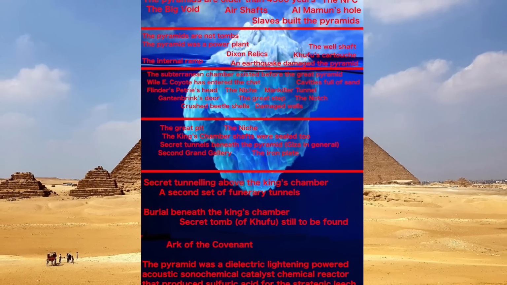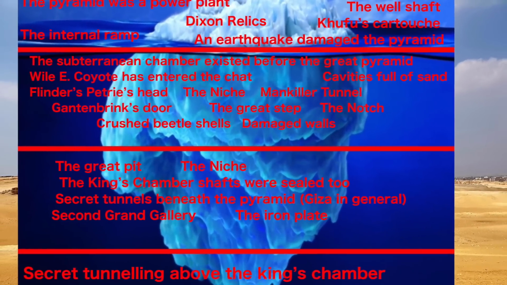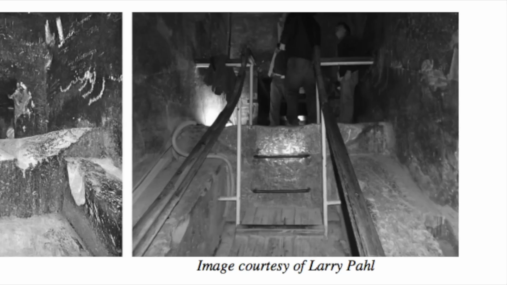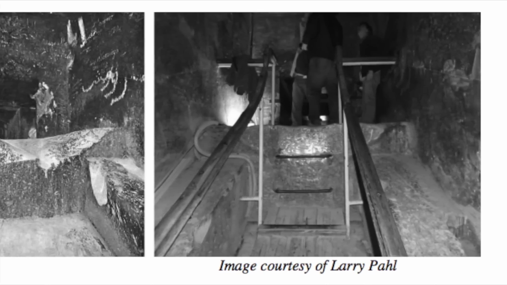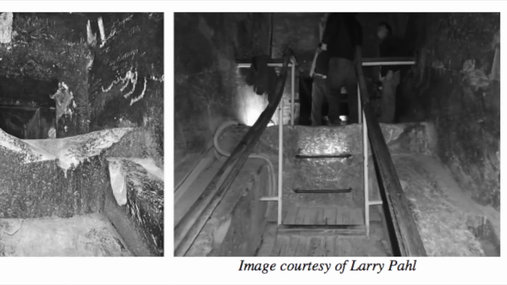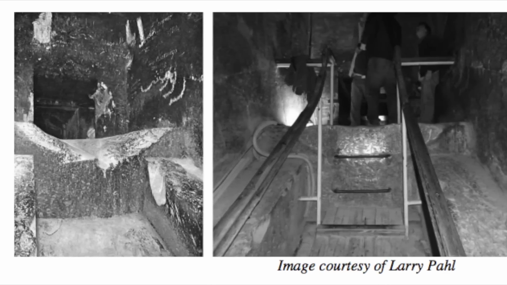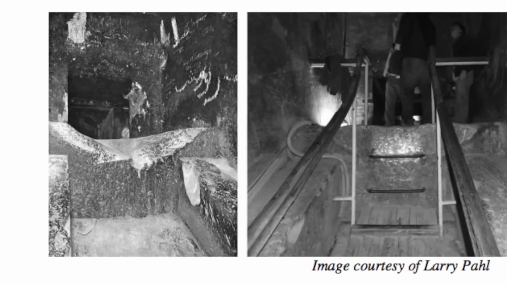The Great Step. This is a feature of the Grand Gallery, right at the top of this elongated chamber. Nowadays, the step has been quote-unquote repaired, and more easily negotiable steps have been added to it. We can see from these photos in Keith Hamilton's Layman's Guide to the Great Pyramid what the Great Step looked like before and after. So what's the deal here?